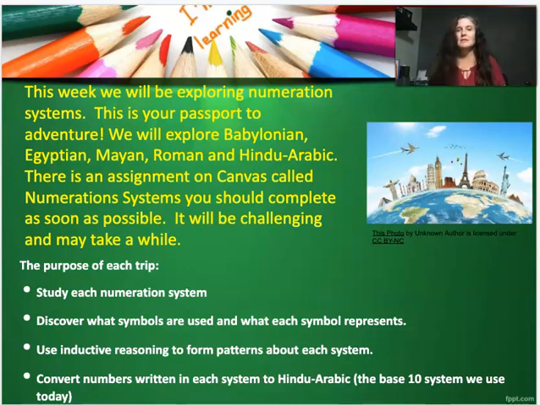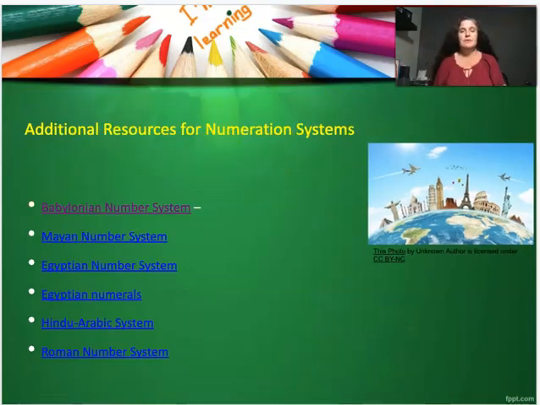The purpose of your trip is to study each numeration system, discover what symbols are used and what each symbol represents, use inductive reasoning to form patterns about each system, and convert numbers written in each system to Hindu Arabic, which is our base 10 system we use today. You can go to the Canvas assignment. You need to click on the Google Doc and it will force you to make a copy. Then there's Google Slides that you will follow along and complete the activity. I did include some additional resources for the different number systems, so you can take a look at these if you're really struggling on assignments throughout this week.